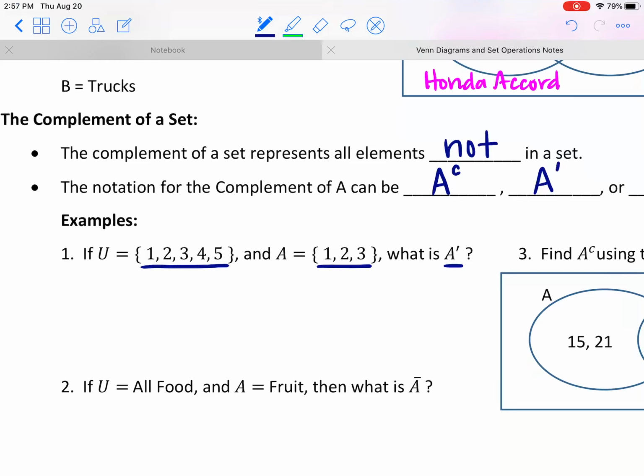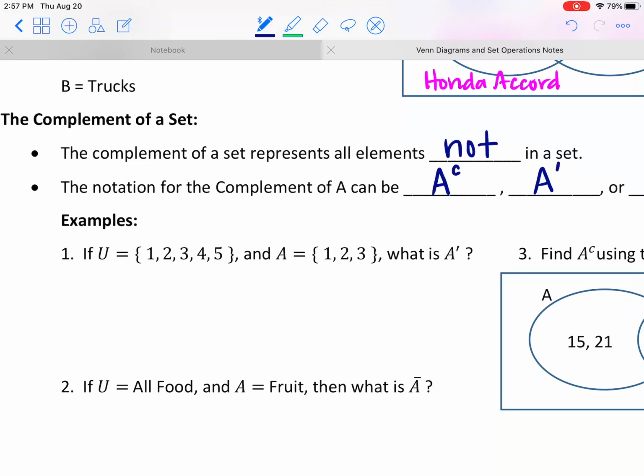So the entire picture here is 1 through 5. If 1, 2, and 3 are here, what's left? Well, 4 and 5 are the only things in the universal set that didn't make it into A. Now I just put markings all over my paper, the complement, goodness.